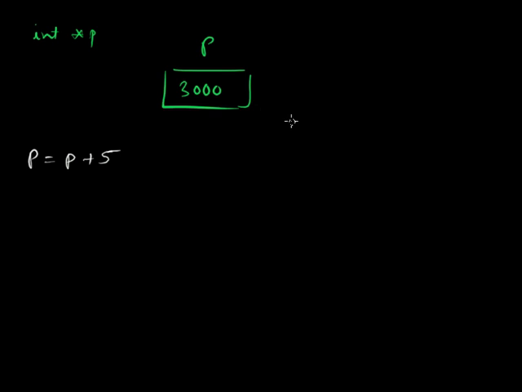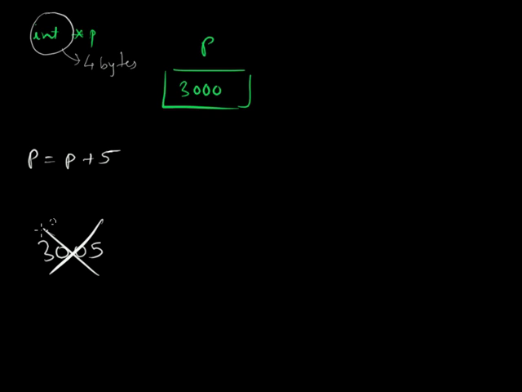Now to make the concept of pointers more clear, let us consider this pointer, int star p. That means p is a pointer to an integer. Now assume that p stores some address of an integer, 3000. For simplicity, we take the value 3000. Now what will happen if I do p equals p plus 5? Obviously it is not going to be 3005. So what is the size of an integer? Size of an integer is 4 bytes, right?